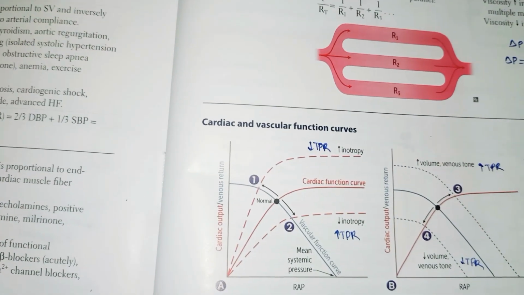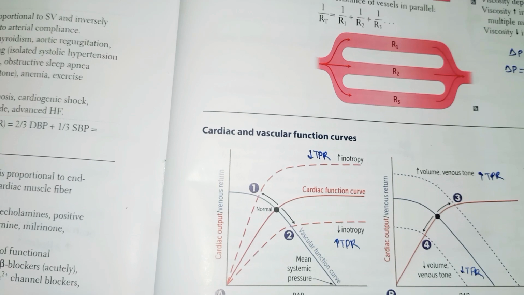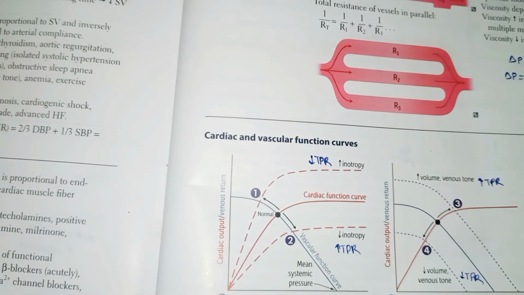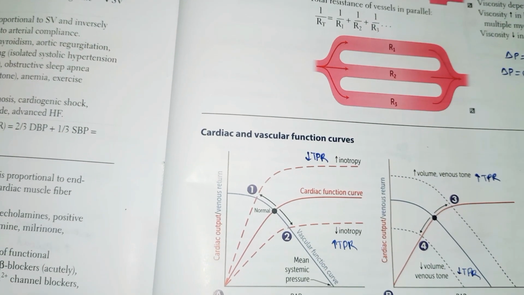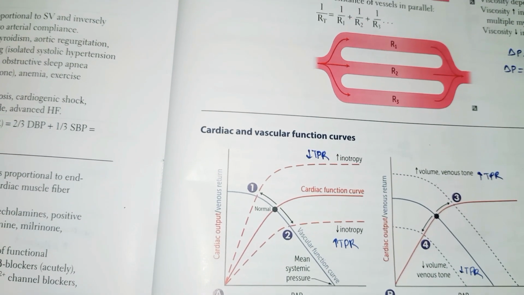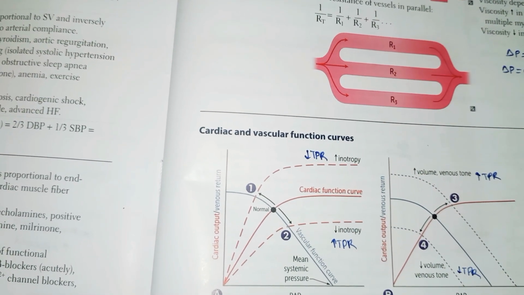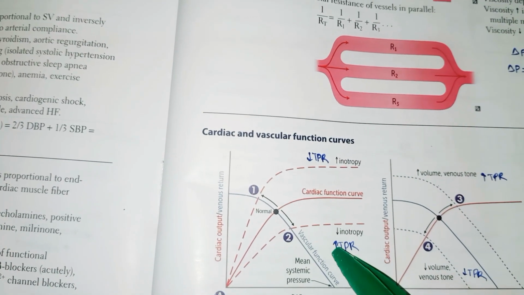Okay, now coming to the second example, that is about heart failure. Whenever there is heart failure with reduced ejection fraction, what happens is there is a decrease in stroke volume. When the stroke volume is decreased, inotropic contractility is also decreased, whereas total peripheral resistance is increased. This is seen also with narcotic overdose and sympathetic system inhibition.